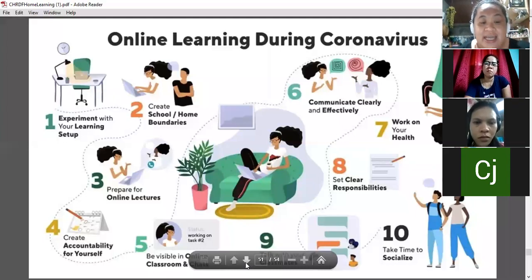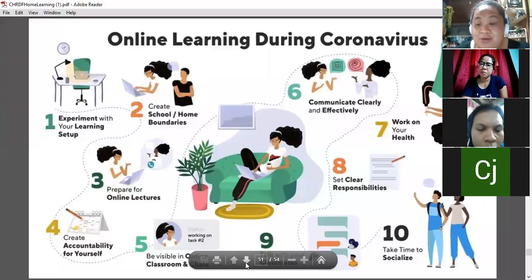Number 4, create accountability to yourself. Make sure that you always check yourself. Just because it is online class doesn't mean you can be lax. Based on the sentiments of the students this week, they said, ma'am, we wish we had face-to-face classes. Online class is more tiring, the workloads are many, and you worry whether you can get online or not.